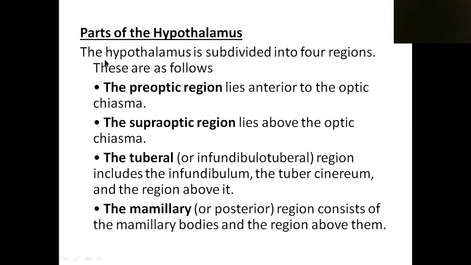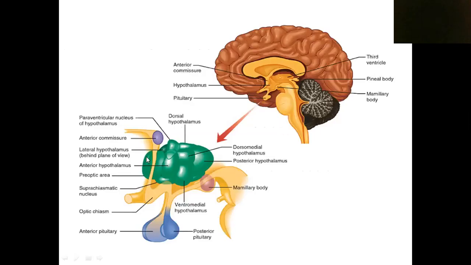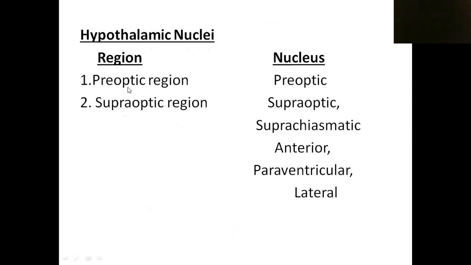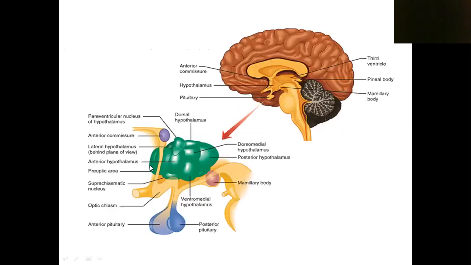Now the parts. It has four parts. Preoptic, in front of the optic nerve. So the preoptic part, and supraoptic, above the optic part. Then the tuberal and mammillary regions. So these are the four parts of the hypothalamus: preoptic, supraoptic, tuberal, and mammillary. These parts have some nuclei. What are the nuclei? See, this is the preoptic part with the preoptic nucleus. This nucleus is the preoptic nucleus.